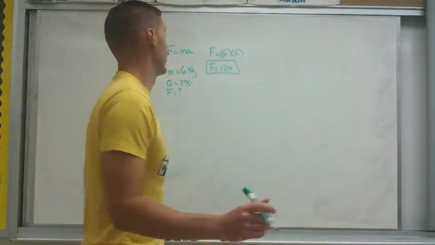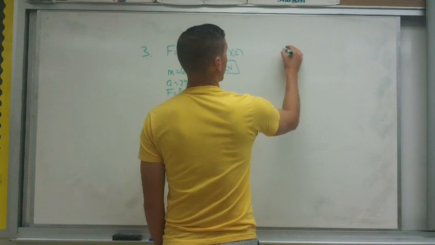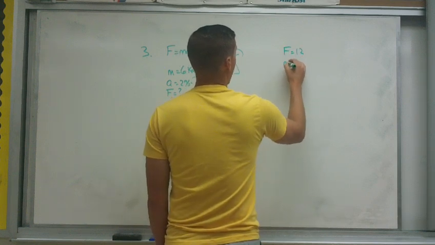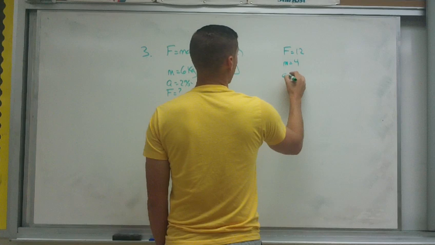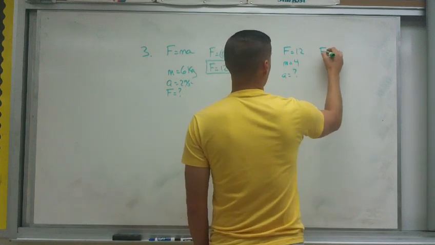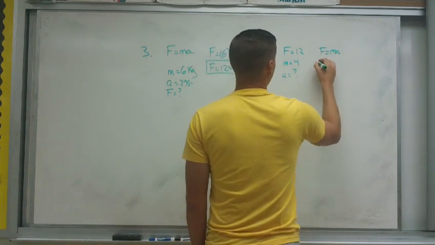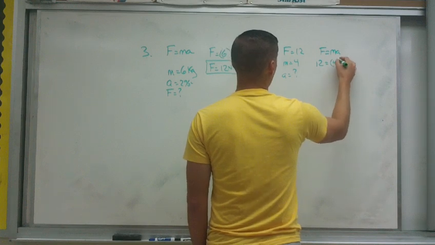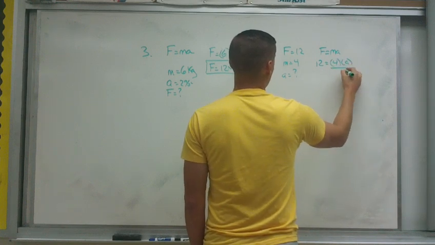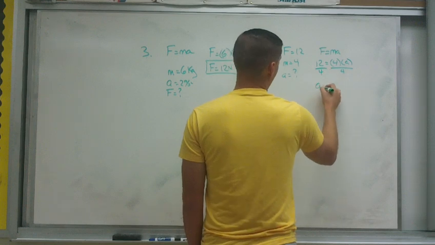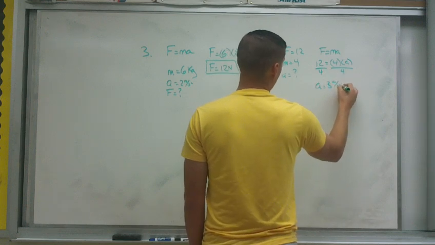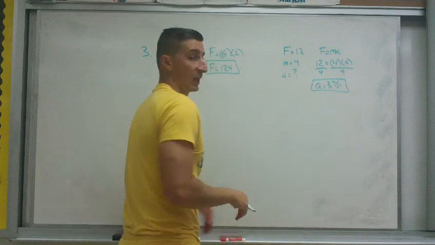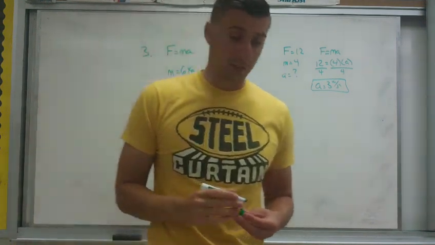Now it says if the same force, so that 12 newton force, is applied to a 4-kilogram object, what is the acceleration? So I still have a force of 12. Now my mass is 4. I'm looking for a new acceleration here. So I use F equals ma. Force is 12, mass is 4, and a is what I'm looking for. I get a equals 3 meters per second squared. Okay? Pretty basic. It's very basic.